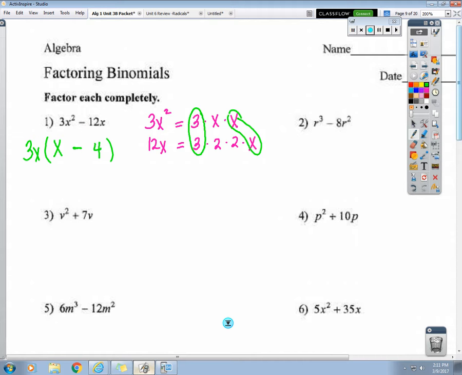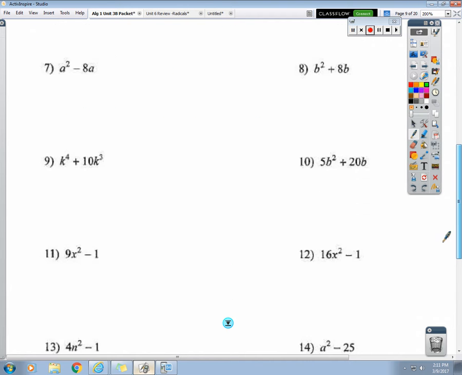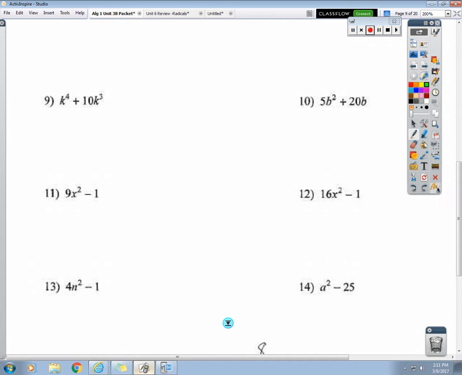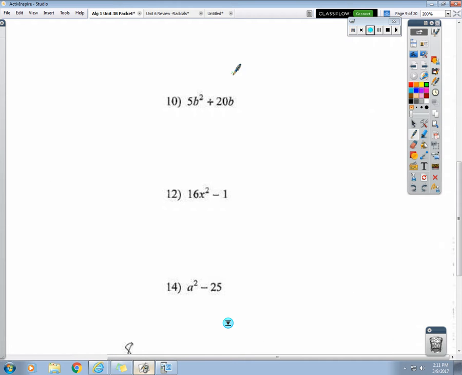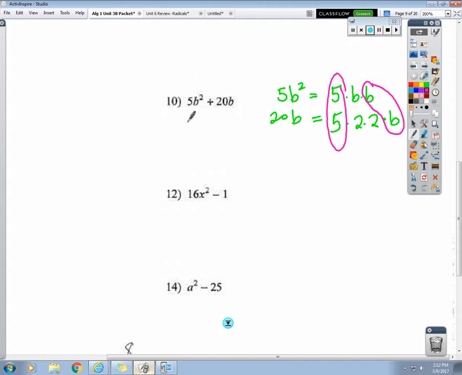Okay, so let's try one more of those. Let's try number 10. Number 10, our terms are 5b squared and 20b. To get a 5b squared, you have to do 5 times b times b. Okay, 20b is 5 times 4, but 4 will break down into a set of 2's, and then 1b. So we circle what they have in common. They both have a 5, and they both have a b. That means their GCF is 5b, and that's what's factored out.